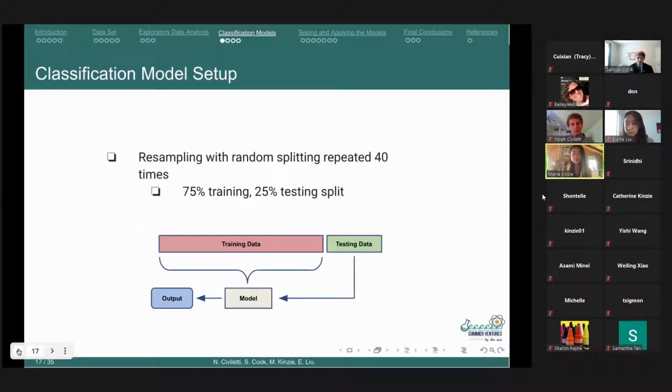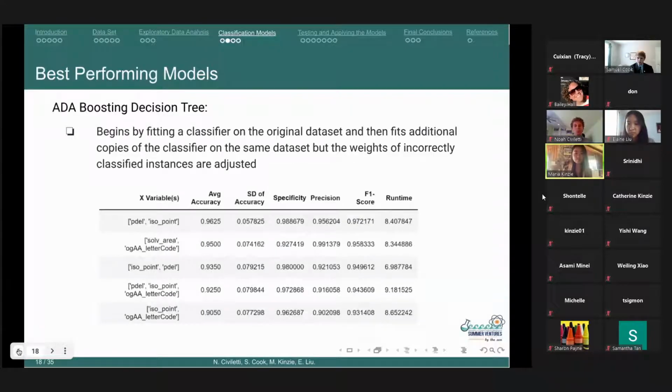So once we thoroughly analyzed the data and found certain variables we wanted to test, we began using classification models to draw conclusions from the data. We began by resampling with random splitting, and this was repeated 40 times. And since we had a smaller data set, we set 75% aside for training, meaning this is what the model was molded around, and then the other 25% was the testing split or the testing group, so we could see the accuracy of these models.